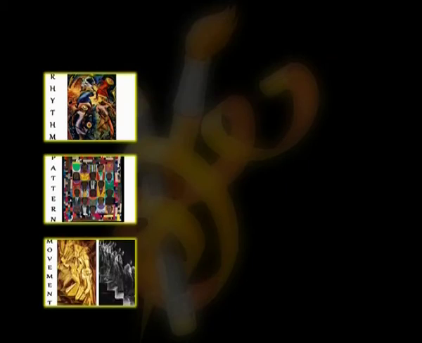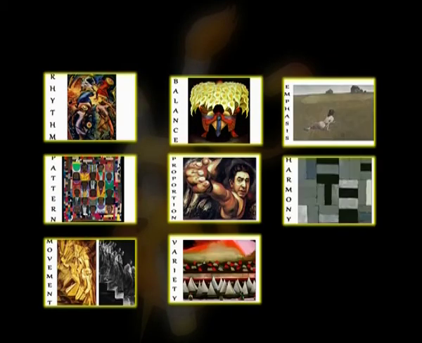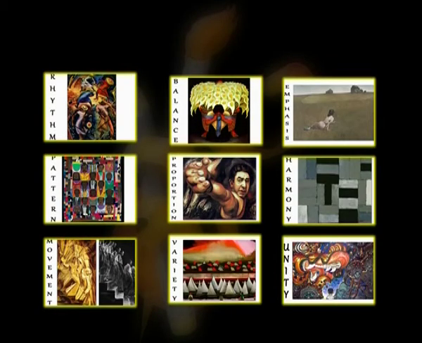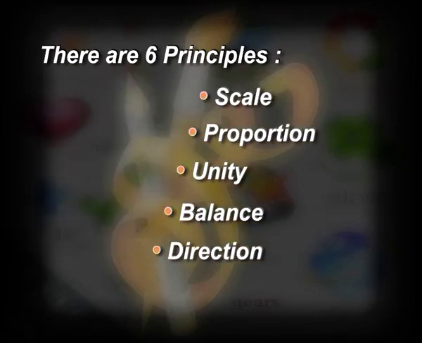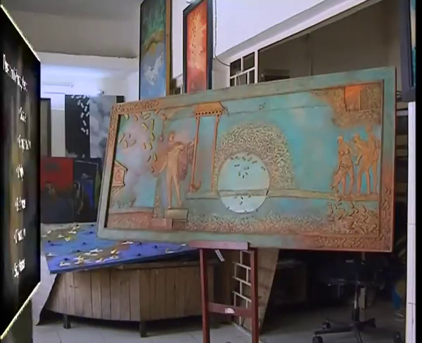The principles are used in all visual design. These principles govern the relationships of the elements used and organize the composition as a whole. There are 6 principles: scale, proportion, unity, balance, direction, and emphasis.